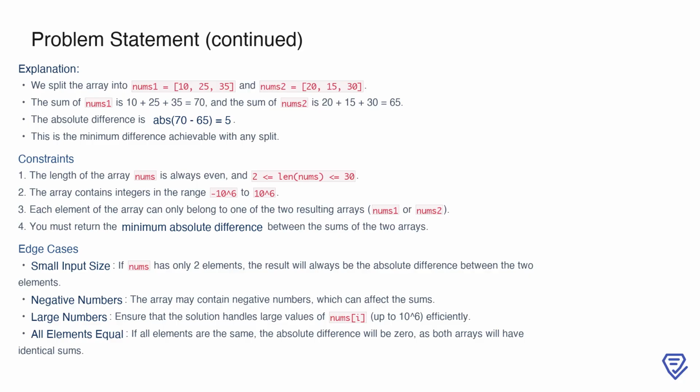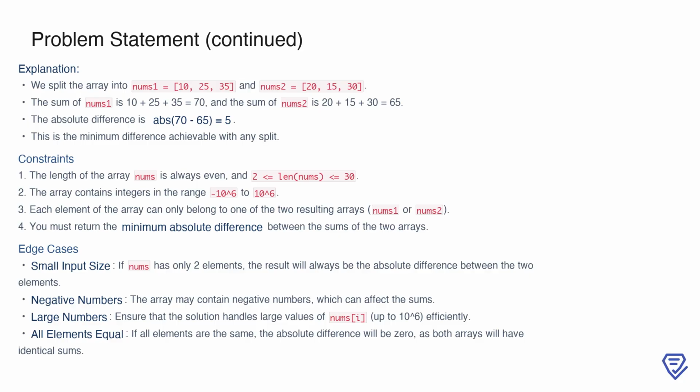Additionally, there are important constraints to consider. The length of nums is always even, ranging from 2 to 30, and each element of nums falls between -1 million and +1 million. Each number must belong to only one of the two arrays, and the goal is to output the minimum absolute difference. For edge cases, small inputs like arrays of length 2 will have straightforward calculations, while arrays with negative numbers, large values, or identical elements will test the robustness of the solution. For instance, if all elements are equal, the absolute difference will always be 0 since the sums of both arrays will match exactly.